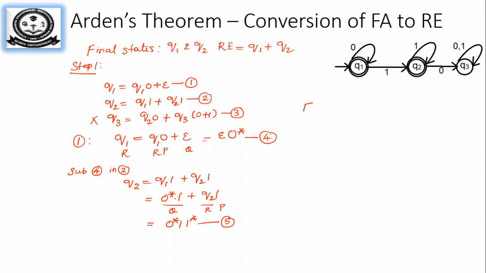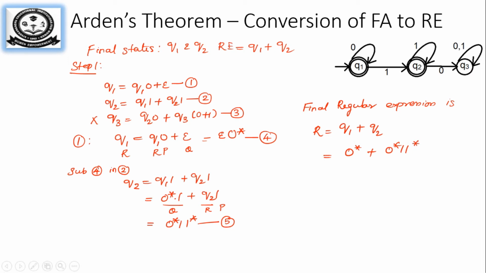So your final regular expression is nothing but Q1 plus Q2 equation. So your R is going to be Q1 plus Q2. So what is Q1? Q1 is nothing but 0 star, epsilon will not be there. And what is Q2? You have 0 star 1 1 star.